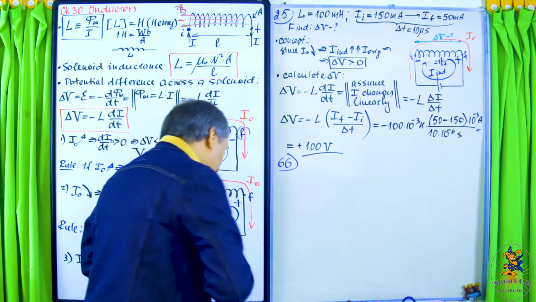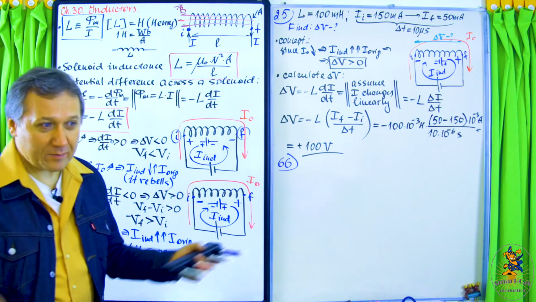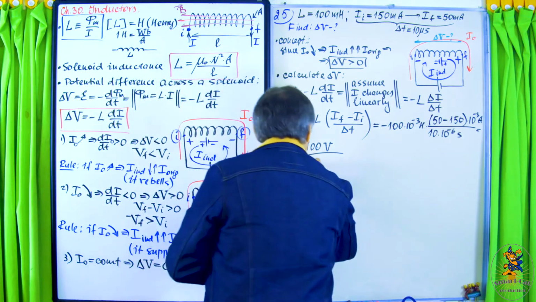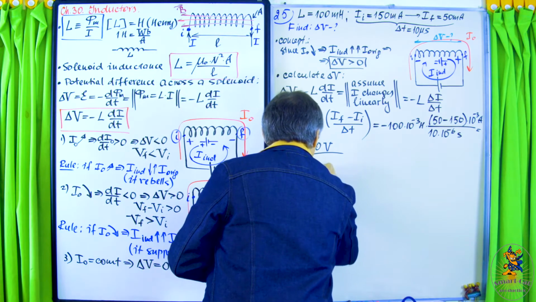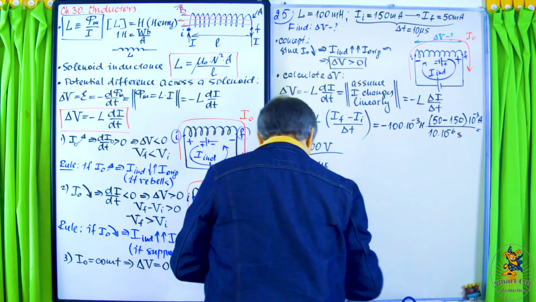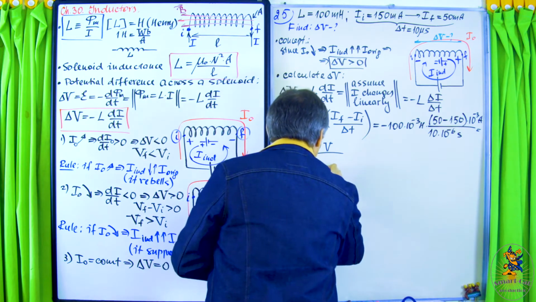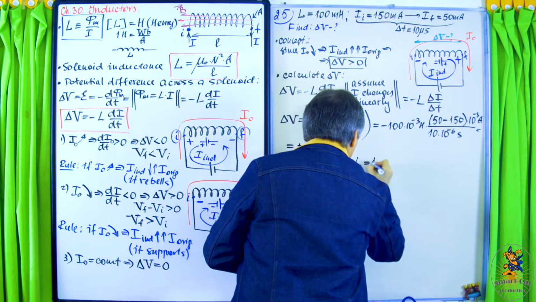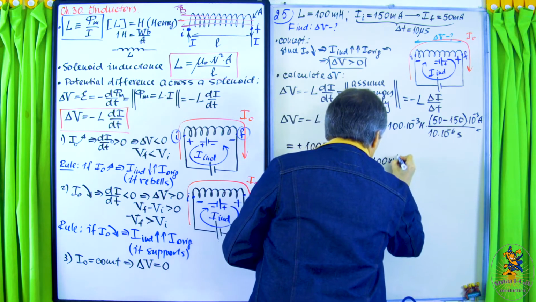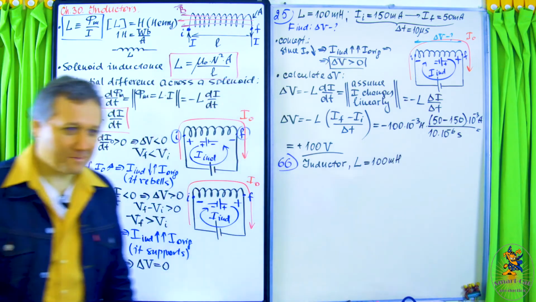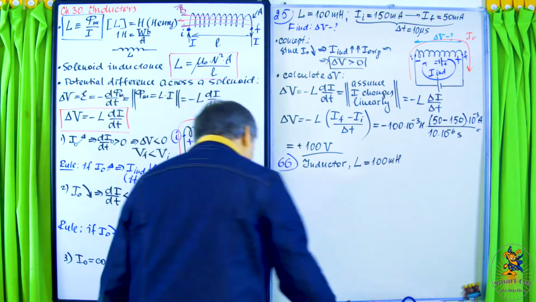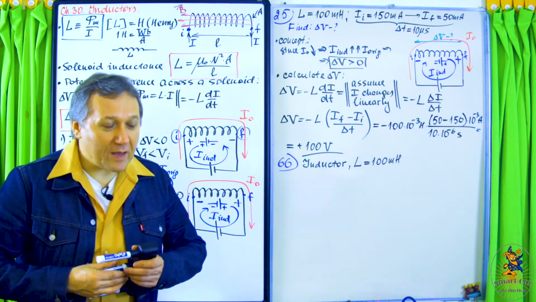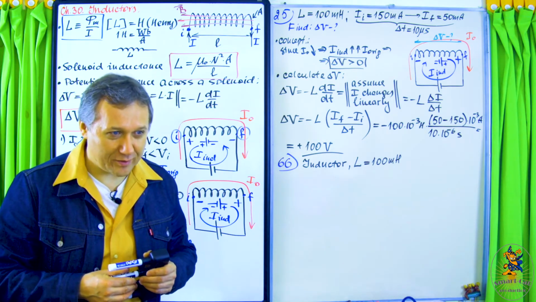Okay, so now again we have an inductor in some simple circuit, and the inductance is the same: 100 millihenry. And again, there must be something happening to the current through this inductor.